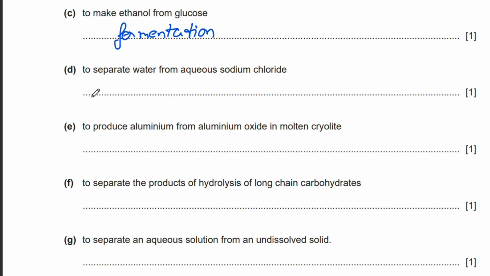D part, to separate water from aqueous sodium chloride. So see, this is an aqueous sodium chloride, means first we have to boil the aqueous sodium chloride so that we get water vapor, and then again we have to condense it back to get water. So this process will be distillation.